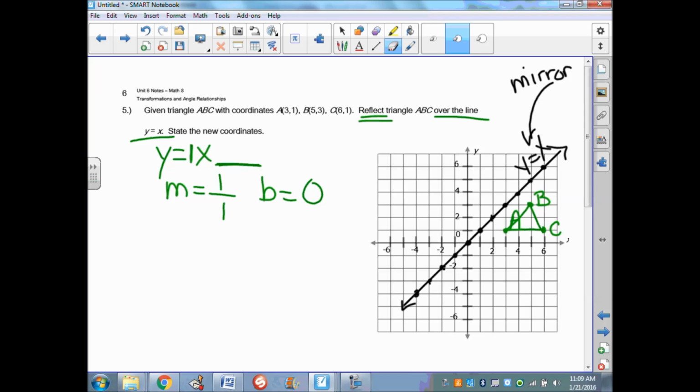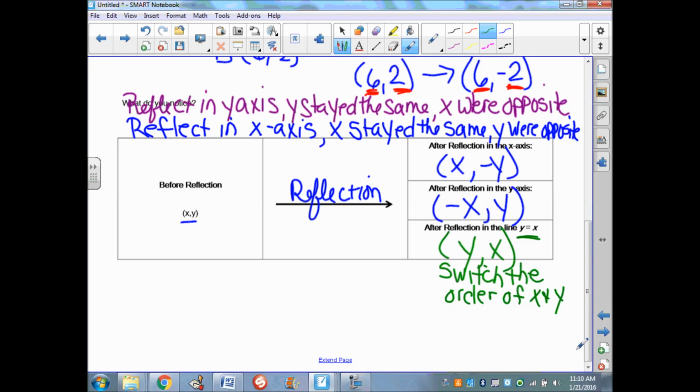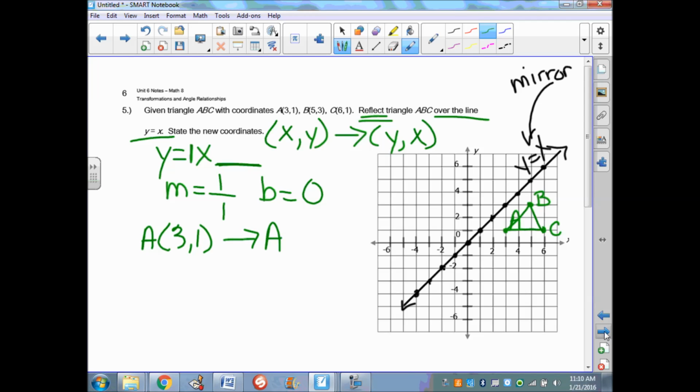Let's see what truly does happen. So what did I tell you was the rule? Let's look back. Our initial point, x, y, all of a sudden flips, switches the order. So let's write that over here so we have it in front of us. When we reflect in the line y equals x, our point flip-flops. So let's start. A was 3, 1. What's its image going to be when I reflect it? Flip-flop, switch the order. So it's going to become 1, 3.